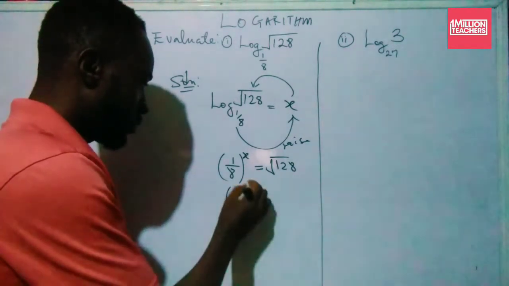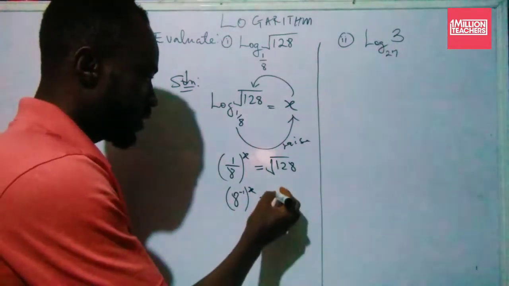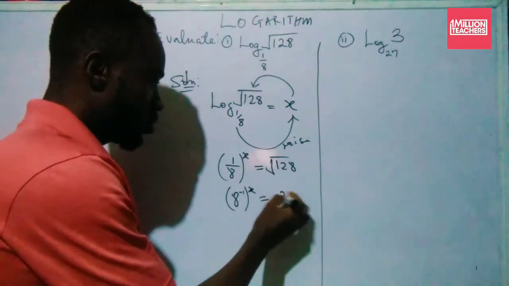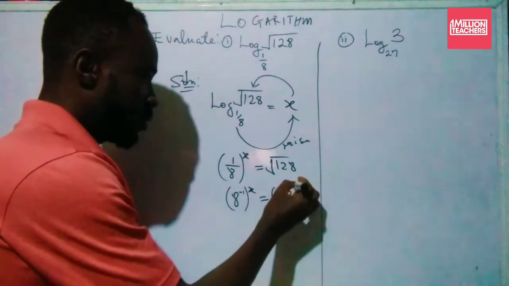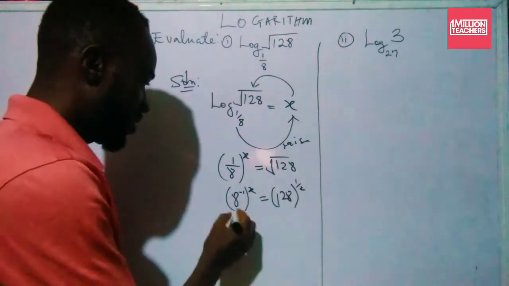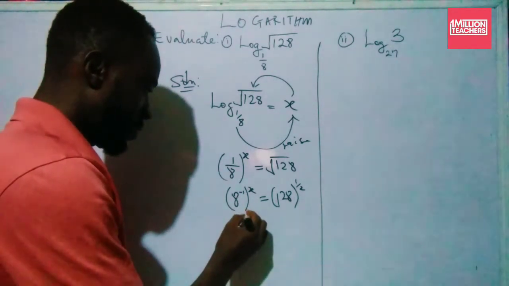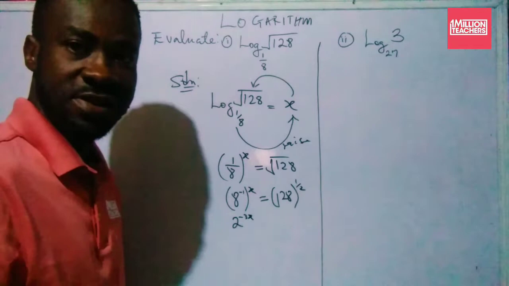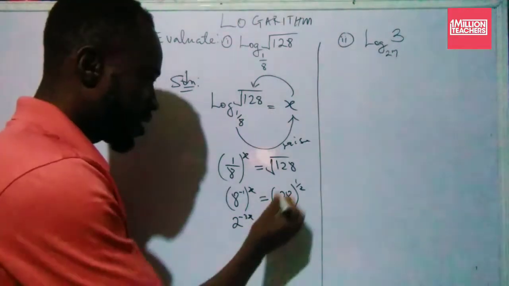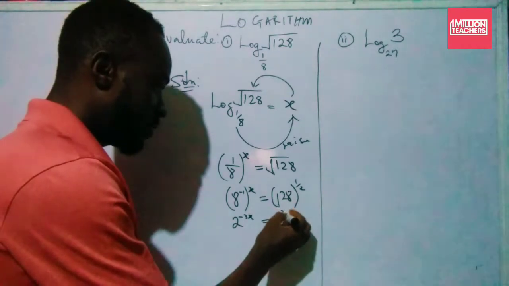Okay, so with this now, we can write this as 8 raised to the power of minus 1 through our knowledge of indices, while this gives us 128 raised to the power of half. And then the next, we can write this as 2 raised to the power of minus 3x from our knowledge of indices as well. And then we can write this as 2 raised to the power of 7 over 2.